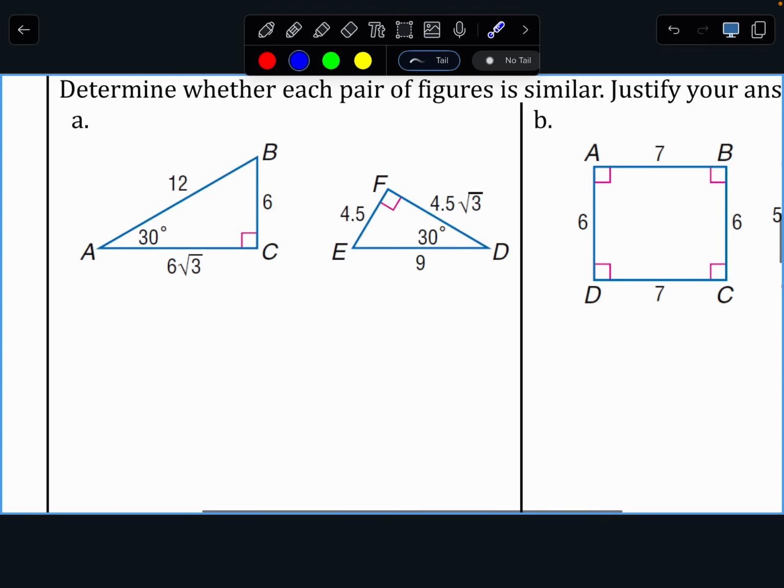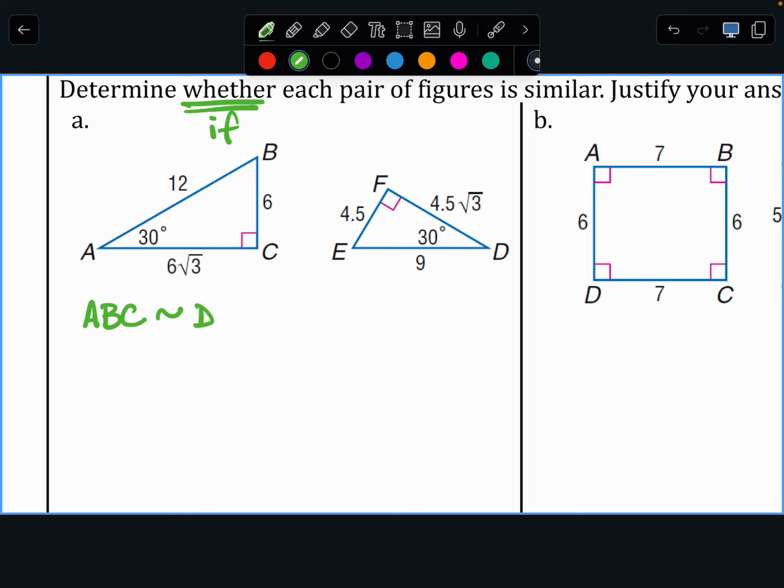So when we first look at this, I'm going to ask whether those figures are similar. So I don't know yet. I'm just looking at pictures and I need to determine that. So I'm going to say, is ABC similar to DEF? I don't know. That's what we're doing, whether or not it is.